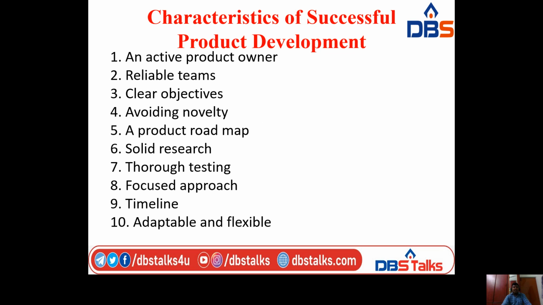Coming to the characteristics of successful product development, these are the 10 characteristic features which are adopted for the development of successful products. Here the first one is an active product owner. From the software point of view, we take this as the client. For the purpose of a client, we are developing software products.